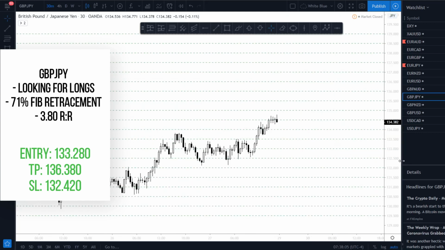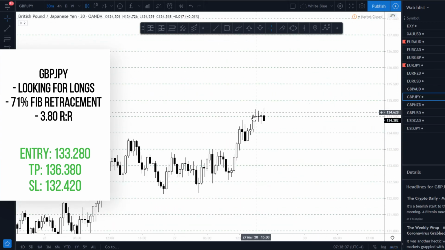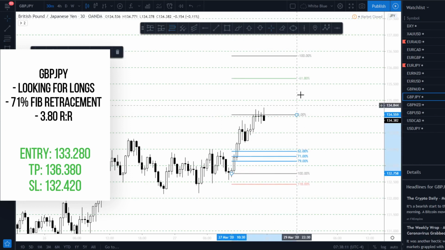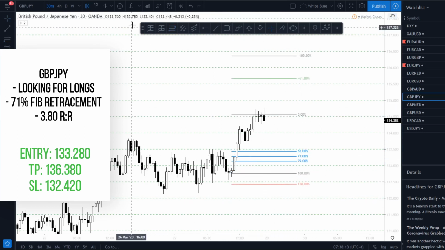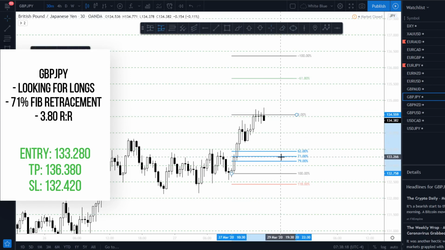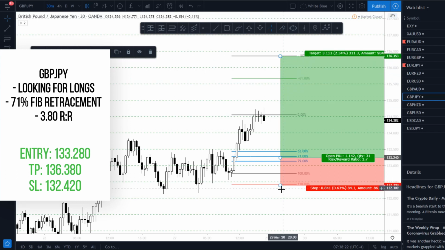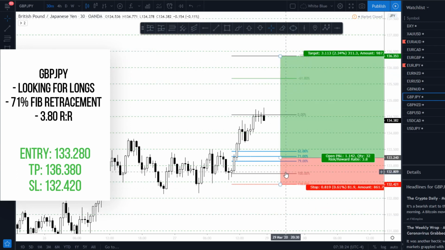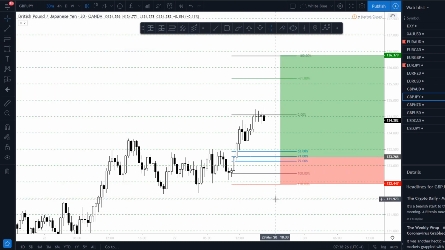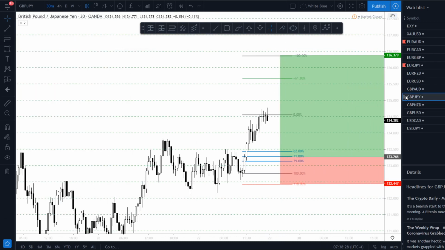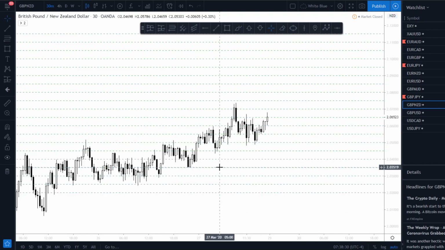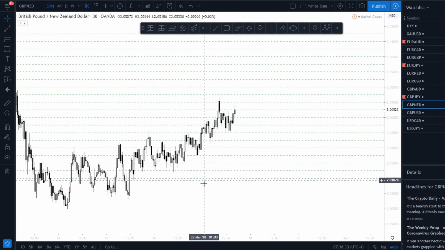Same with GBP JPY, apart from we've actually had a high here. If we can draw a Fibonacci, could be looking for a long in here. Could be a really nice trade as well. So mark that one.